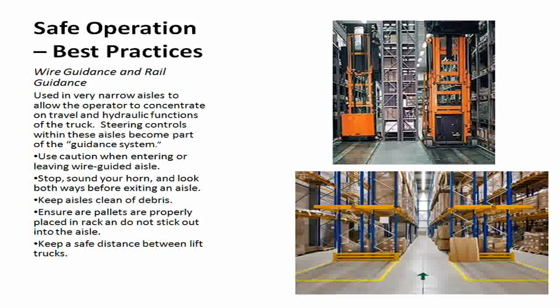I think that goes for all trucks, but especially on wire guidance. It's especially important that you keep these aisles clean of debris because of that RF unit that's underneath the truck. If there is a piece of paper or any other kind of debris that could interrupt the signal from the RF unit to the wire, it could cause the truck to lose signal. While it's rare, it does happen.